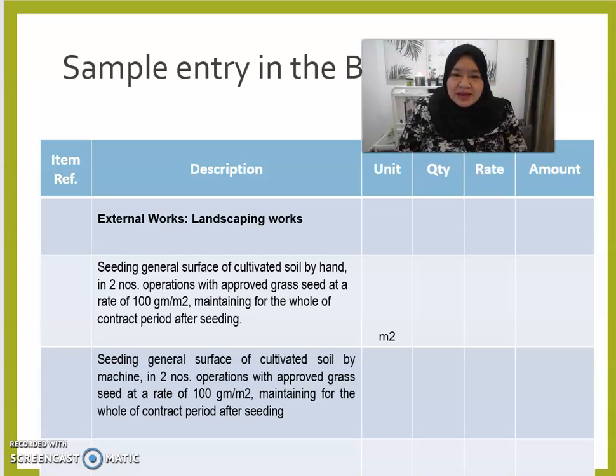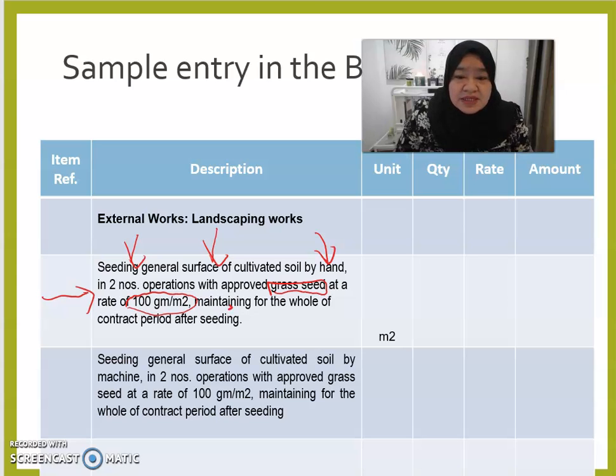Example, okay, seeding. Okay, that is the nature of work that you are carrying out. General surface of cultivated soil by hand or by machineries. Okay, in 2 numbers of operation with approved grass seed. This is the type of seed that you would like to seed at a rate of 100 gram per meter square. Okay, then you have to mention maintaining the whole contract period after seeding.